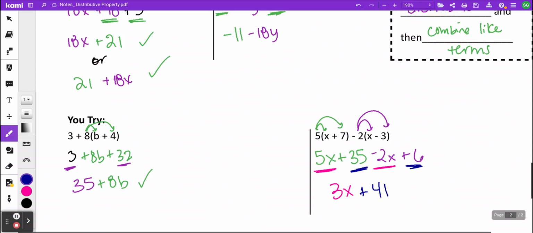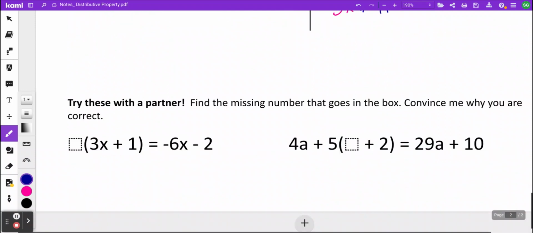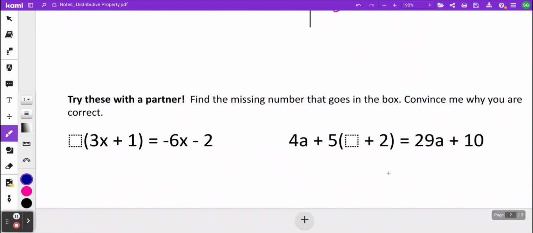The final thing I want us to look at are these bottom two right here. I really think these are fun because it's the same math we've been doing, but more in a puzzle. The idea here is to find the missing number. So that would be these empty boxes right here that we would need to make this expression equal to negative 6x minus 2. And then the same thing over here.